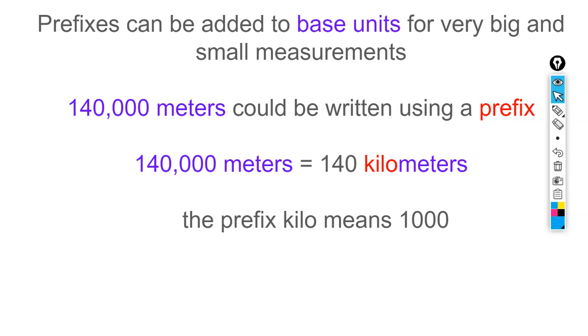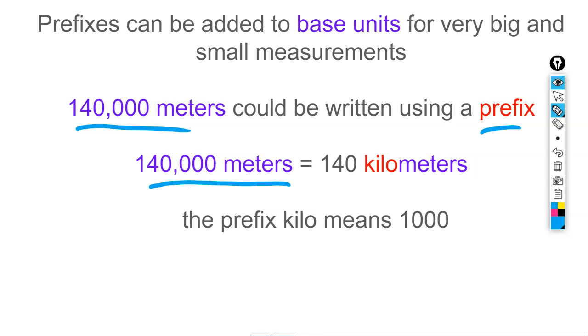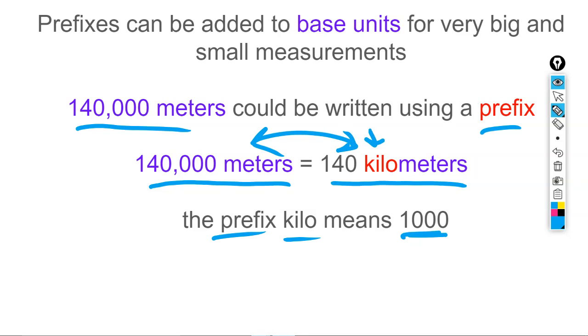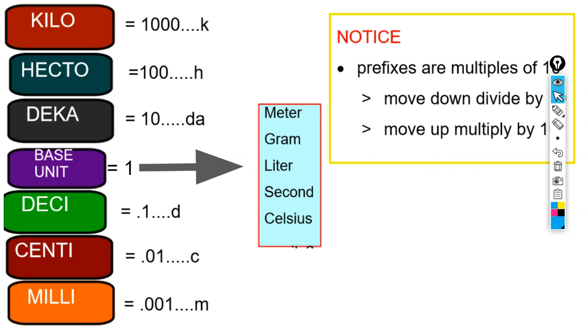Prefixes can be added to base units. That's like our meters or our grams or our seconds. When we have very big and very small measurements, 140,000 meters can be written using a prefix. So we've got 140,000 meters, the same exact thing as if I said 140 kilometers. 140, and our prefix kilo represents 1,000, so 140,000 meters. Same number written two different ways using a metric prefix. The prefix kilo means 1,000, and you need to be familiar with at least some of those metric prefixes, which is the purpose of today.